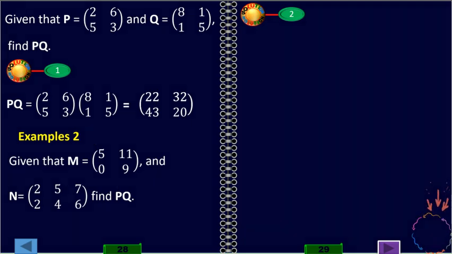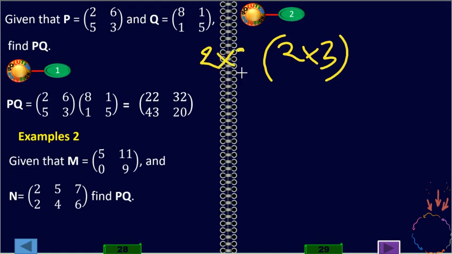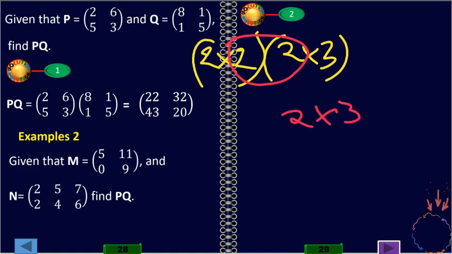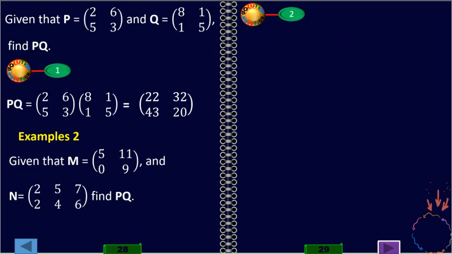How many rows do we have here? 2 rows, 3 columns. You have a 2 by 3 matrix. The first one is 2 by 2. The second one is, now what do you notice? Look at the middle. You have the same thing. So the product is possible. But the answer we are going to get after multiplication will be what? A 2 by 3 matrix. The dimension will be 2 by 3. Please take note of that because you need to know.